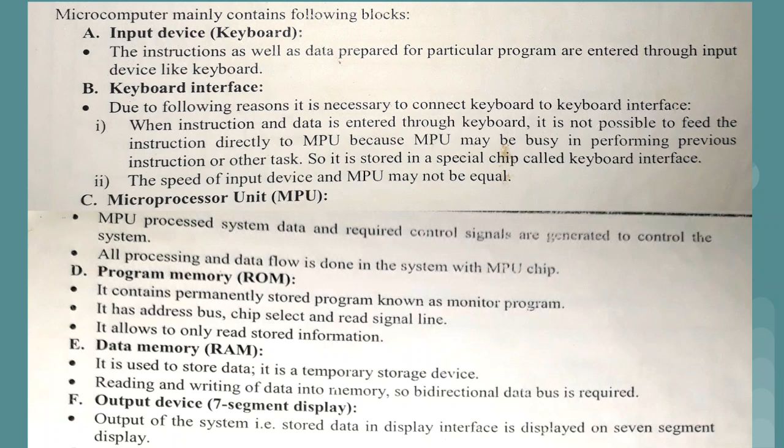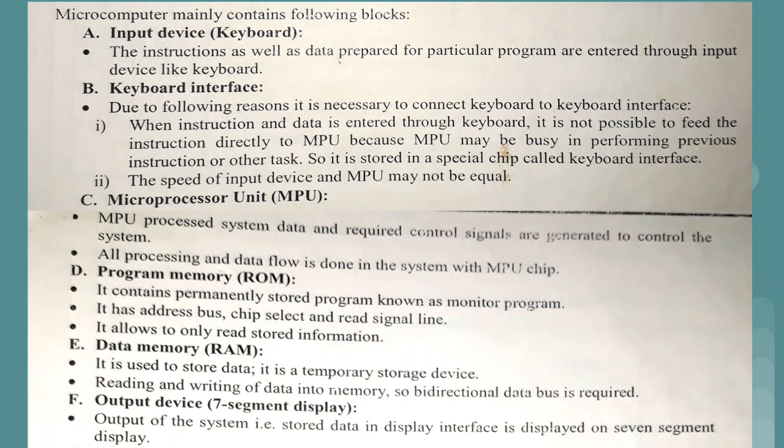Then the next is the microprocessor unit. To perform all the functions we just saw in the first question, we have the microprocessor unit, which processes the data, sends the output, and generates specific control or timing related signals. All such tasks are performed by the microprocessor. And the microprocessor is nothing but one kind of IC, having a total of 40 pins. So it is a chip which is a part of the microcomputer system.